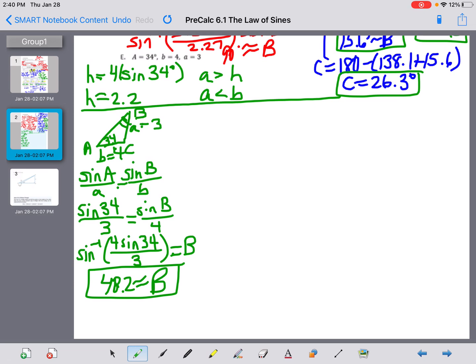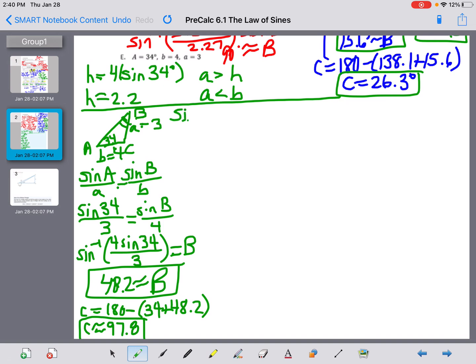So if that's the case, for my angle C, I'm going to do 180 minus my 2 angles that I already know, which were 34 and 48.2. Okay, so if I subtract those, it's going to be 97.8. So I get an obtuse angle, but this time it's my C, right? So my C this time is 97.8.